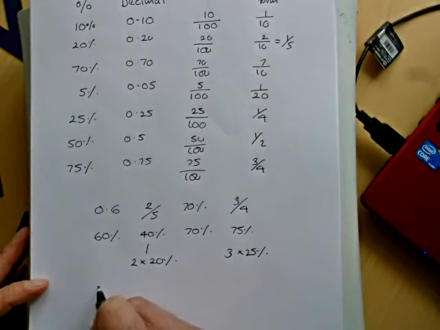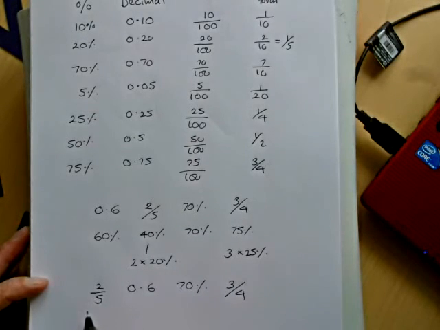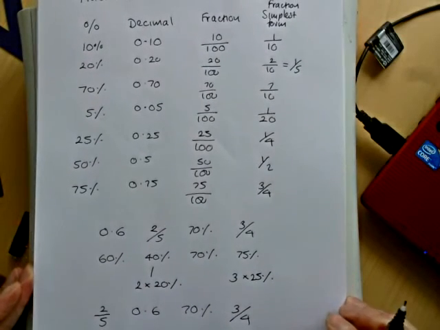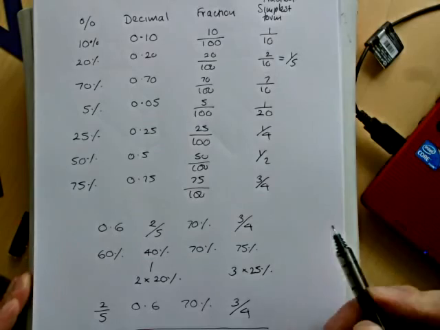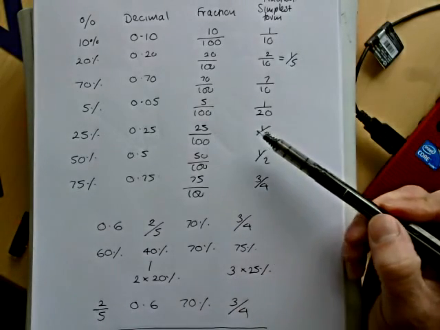So they were almost in order. We simply have to swap the 2/5 and the 0.6 round. We can leave the 70% where it was, and the 3/4. So that list there is now in order of size, smallest first. And these are the most common decimals, fractions, percentages that come up regularly in GCSE exams.